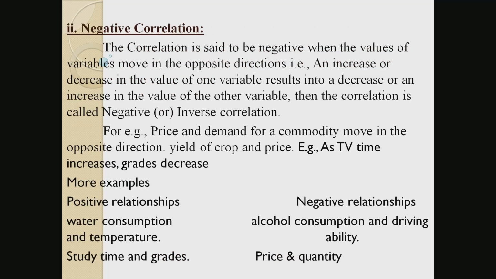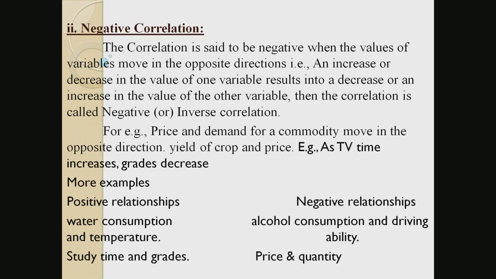And the second one is negative correlation. If two variables tend to move together in opposite directions, so that an increase or decrease in the value of one variable results in a decrease or an increase in the value of the other variable, then the correlation is called negative or inverse correlation.